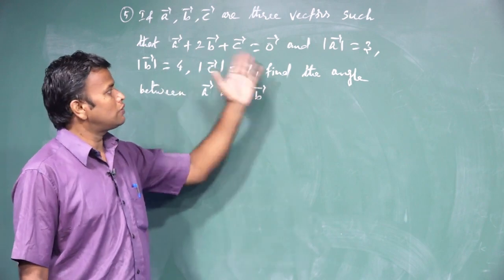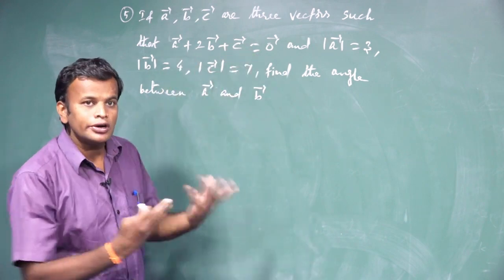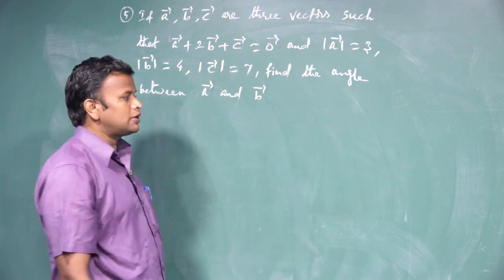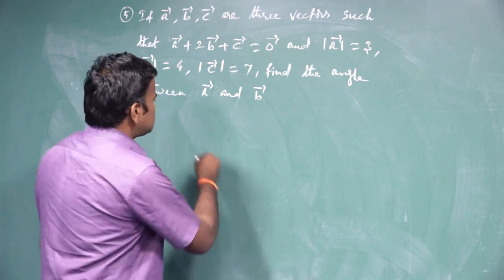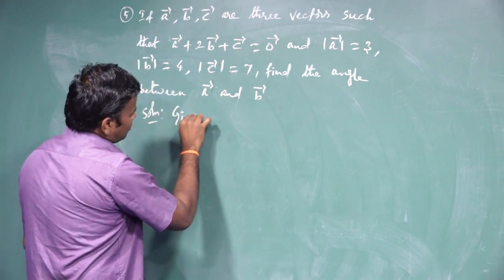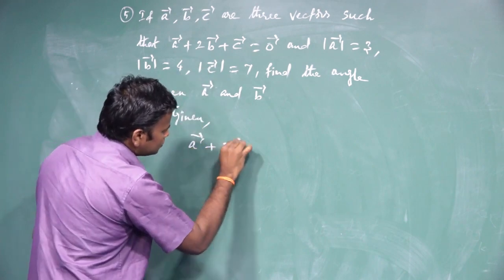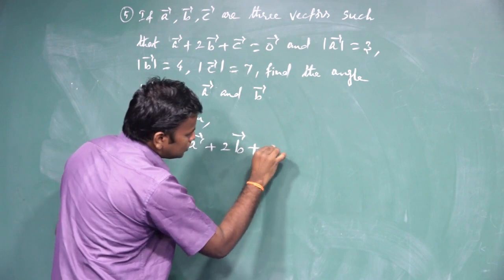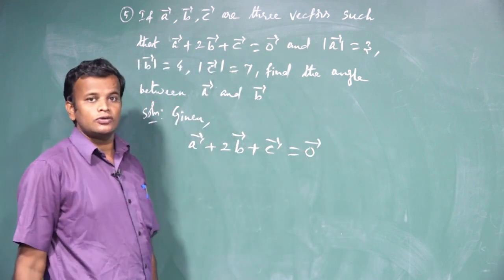Here, three vectors are involved and they satisfy some condition. The moduli of A, B, C are given, and we need to find the angle between A vector and B vector. First we write the given data: the sum of A vector, 2B vector, C vector is equal to 0 vector.